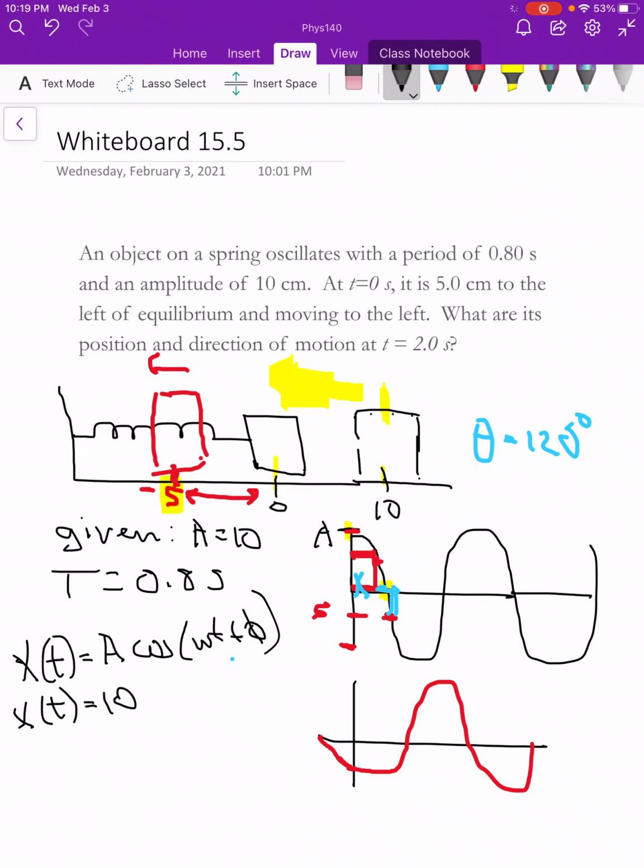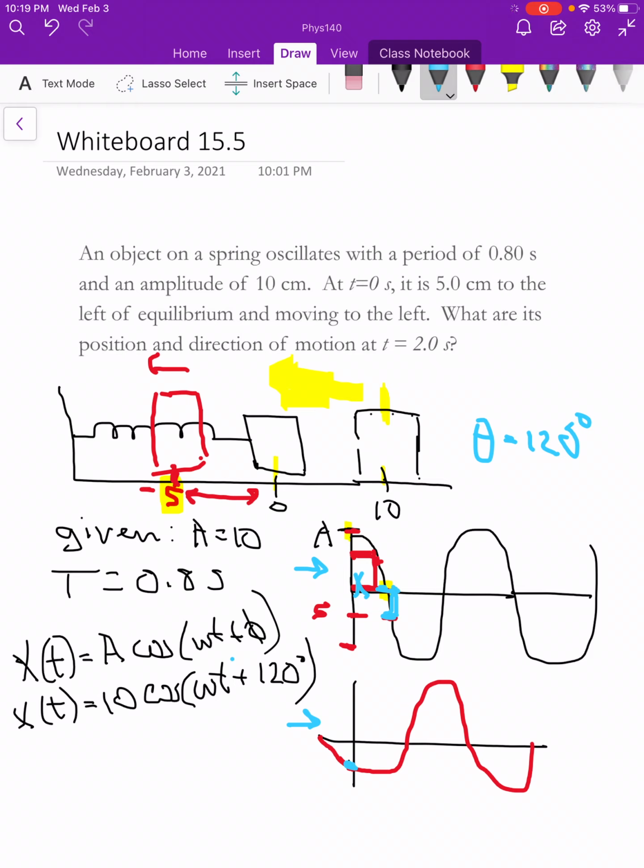Then I have cosine of omega, we'll get to omega in a minute, omega t. But now my phi, I'm going to say this is 120 degrees. So what I've done is going from here to here. This spot right here is the same as this spot right here on the top graph.